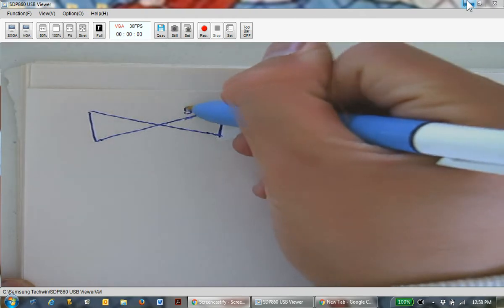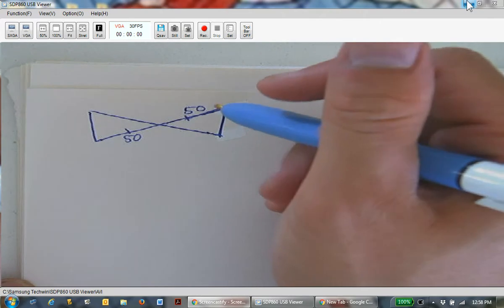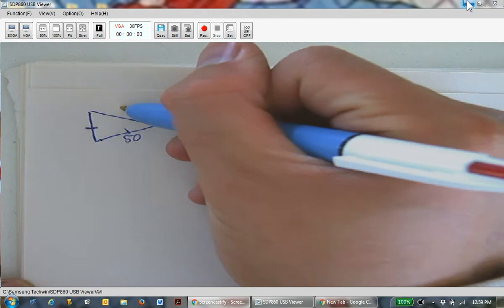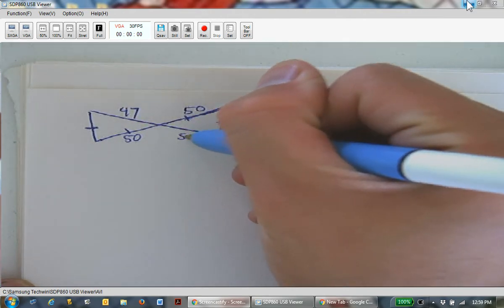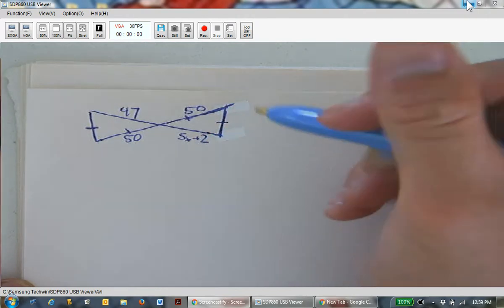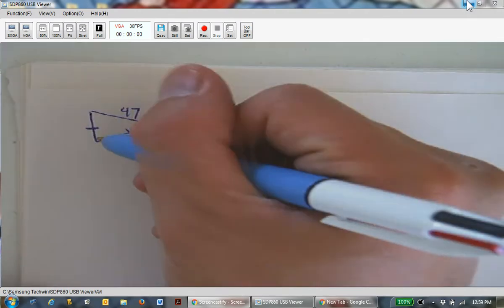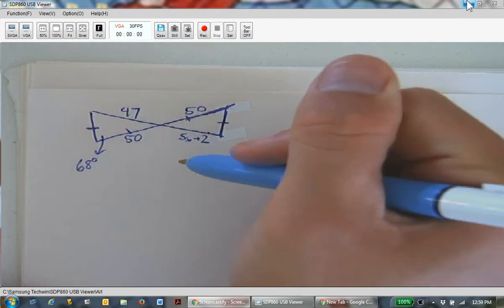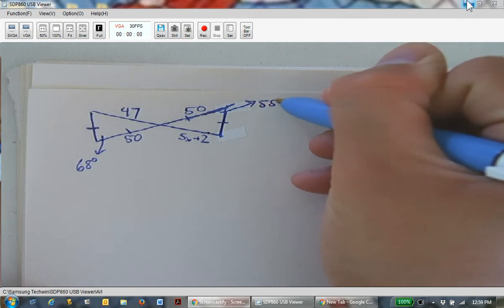So this is 50, and this side is 50, so making these sides congruent. Then these sides, up and down here, are congruent. This is going to be 47, okay? And this is going to be 5x plus 2. Let me give you a hint. In this corner, it's going to be 68 degrees. In this corner, it's going to be only 55 degrees.